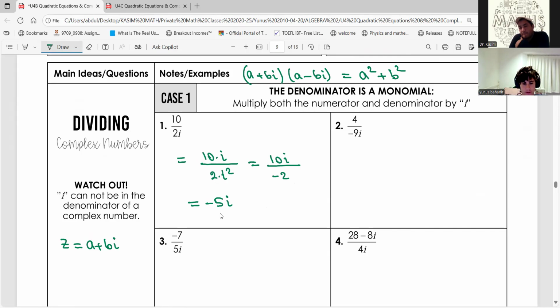I have a question. Yes. Why do we do 2 times i squared? I multiply top and bottom by i. So the top becomes 10i and the bottom becomes 2i squared. i squared is just negative 1. Simplify means that in the denominator there must be a whole number.